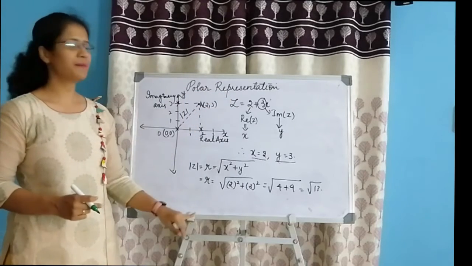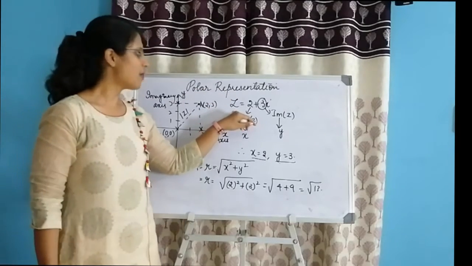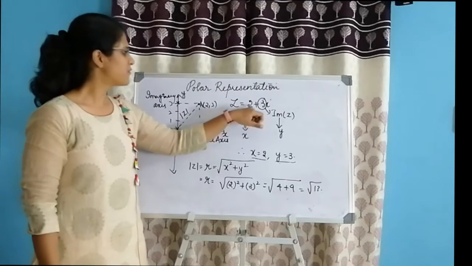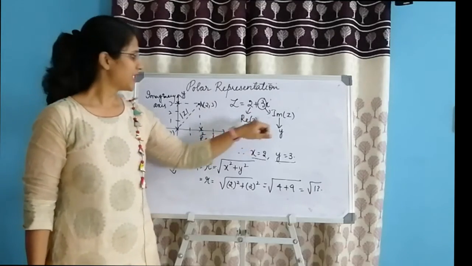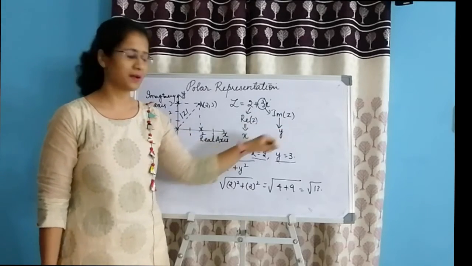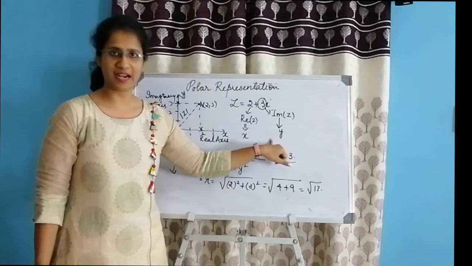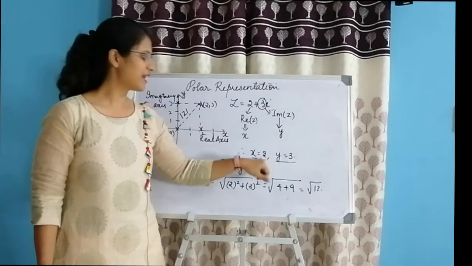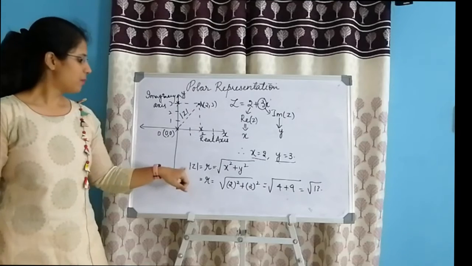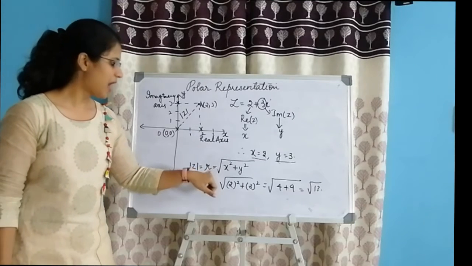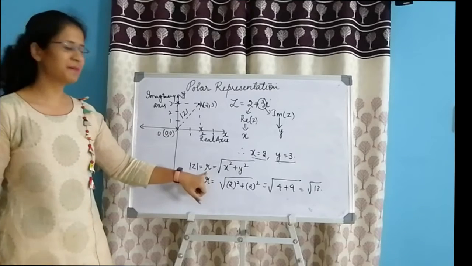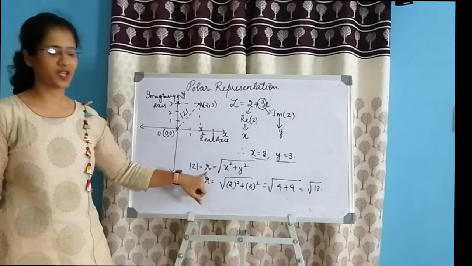A very important aspect is, for any complex number given in the form z equals a plus ib, first find out its real term and its imaginary term. After finding the real and imaginary terms, write it in the form of x and y. Then substitute in the formula modulus of z is equal to r. Correct? Why is this r? Because this is nothing but radius. This I'll explain to you in detail.